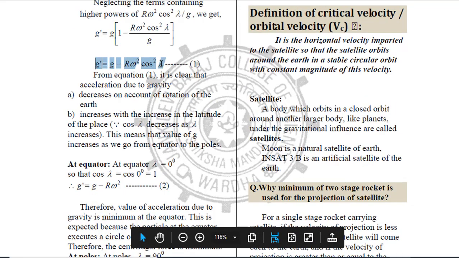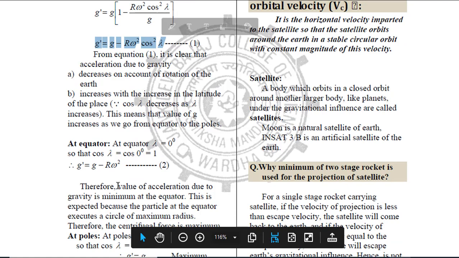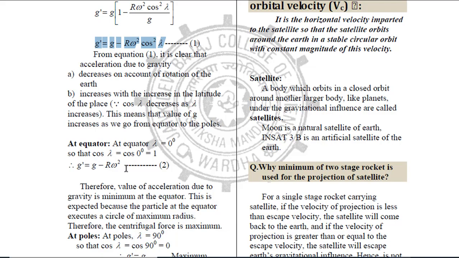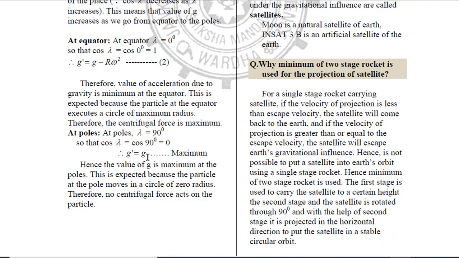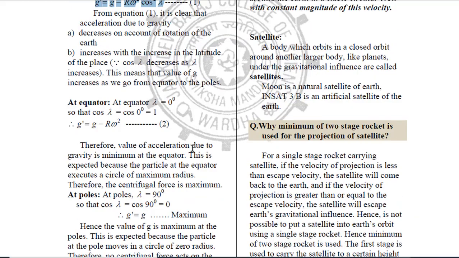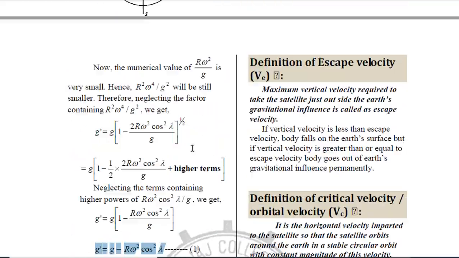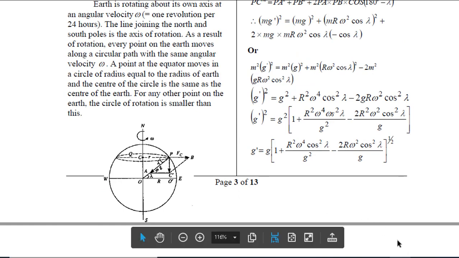Kwanza, the general formula. Okay. Second, kwenye equator, it means the angle is 0. So cos ya 0 ni 1. So unabaki na g minus R W squared. Na kwenye poles where the angle is 90, g dash inakuwa ni g na inakuwa maximum. So the g is maximum kwenye poles. There are a lot of mathematical details and I wouldn't want you to get into that trouble.